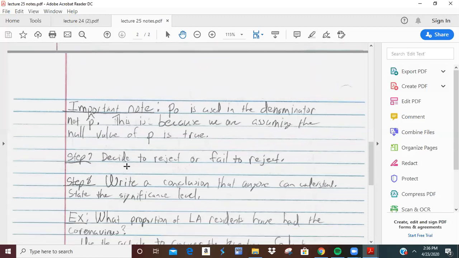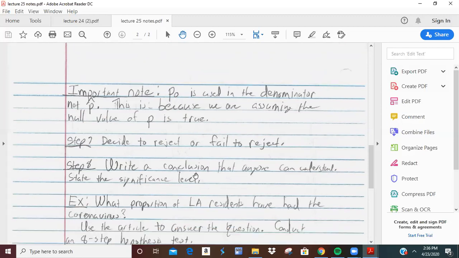The next step is to decide whether to reject or fail to reject our hypothesis, and then write a conclusion that anyone can understand and state the significance level.